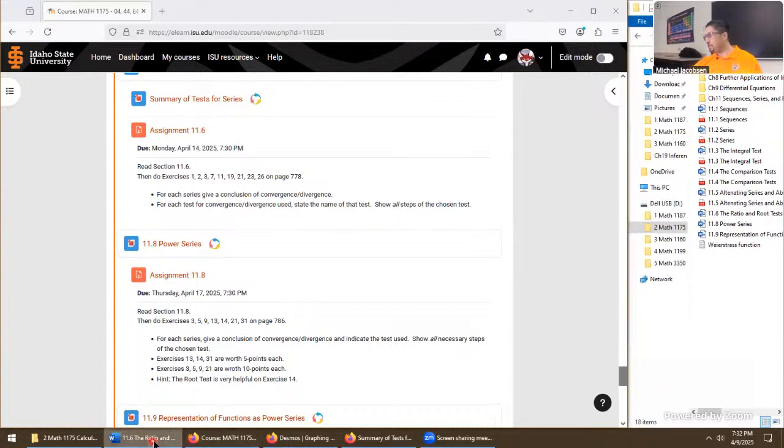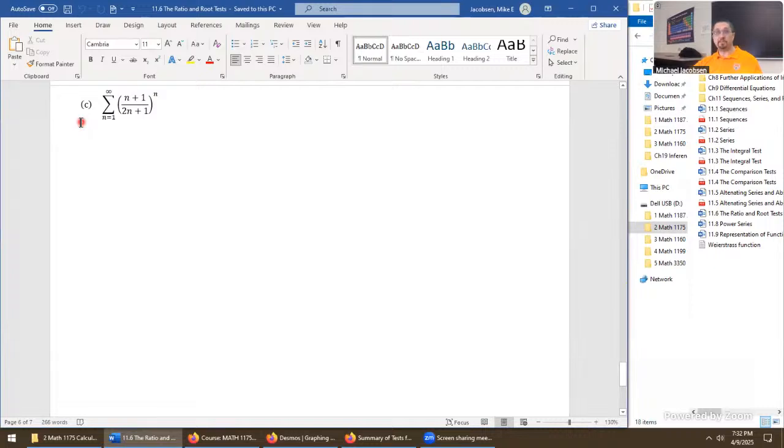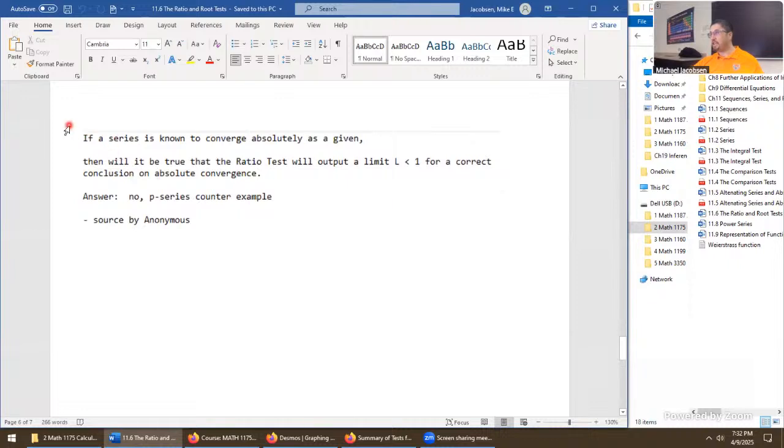Okay, here's where we left off. We are about to do this problem. But before we hit that problem, there's also a really interesting question that was posed by the class. If a series is known to converge absolutely, as is given information, it was asked, will it also be true that the ratio test will output a limit less than 1 for the correct conclusion of absolute convergence?